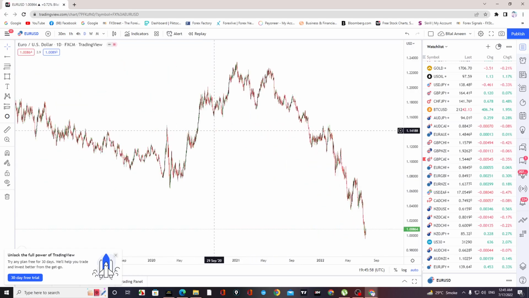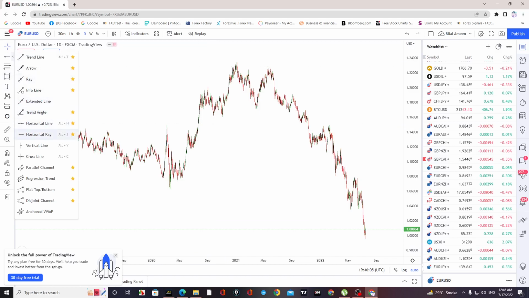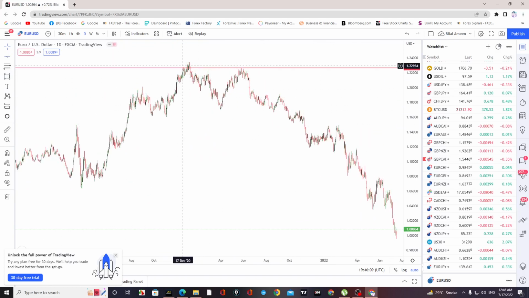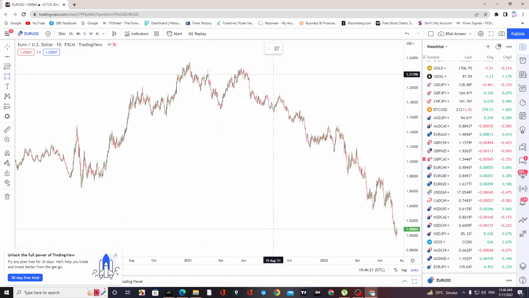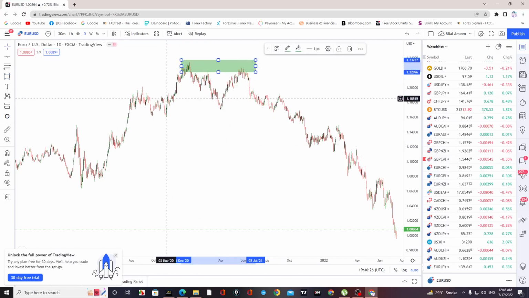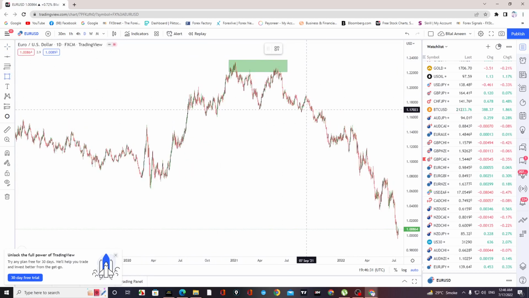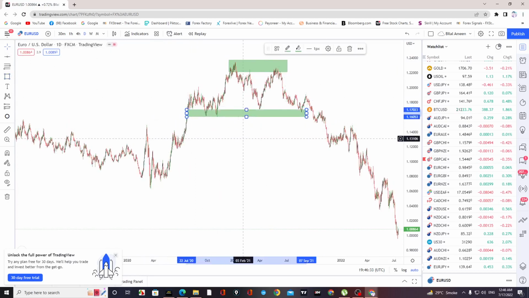So as we know, the demand and supply zone is the advanced level of support and resistance. For example, if we draw our support at this level, the closing of the market is not equal. So in this situation we draw our demand and supply zones. First, this is an area of the supply zone. Now we will draw a demand zone, and this is our demand zone.